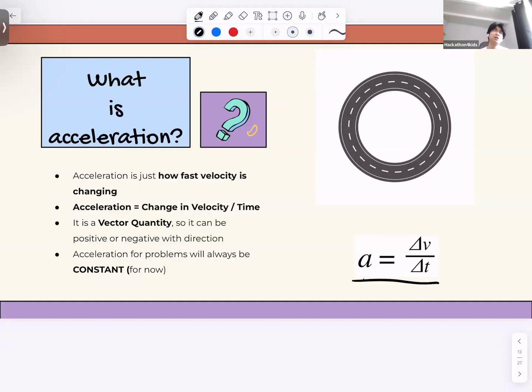And for Intro to Physics, all the way up to AP Physics 1, acceleration for any type of problem will always be constant, okay? It will be constant. Because if your acceleration is changing, then you have to go into some weird calculus stuff, and we don't want that. So acceleration for now will always be constant, okay?